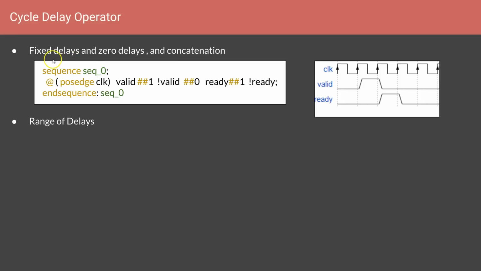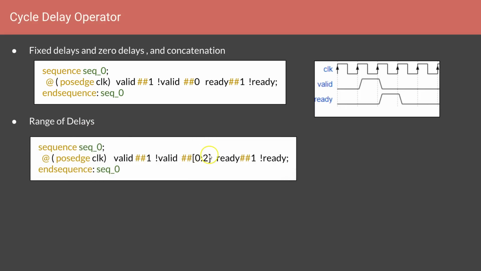So this was using fixed delays, and it is also possible to use a range of delays. This is the syntax to use a range of delays. Instead of giving a fixed number after ##, in square brackets you could give a range like 0:2, which specifies a range of 0 to 2. It implies that the next statement could be true at any point in this range. It could be true after 0 clocks or 1 clock or 2 clocks.